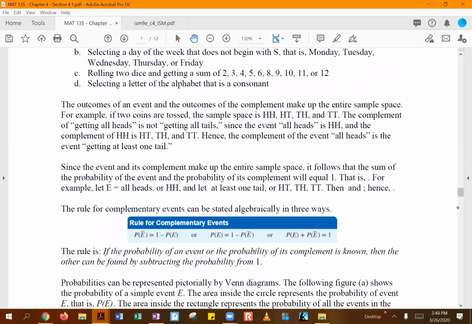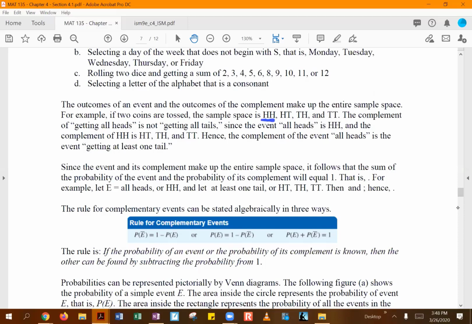So just as an example, if 2 coins are tossed, then the sample space is, of course, heads-heads, heads-tails, tails-heads, and tails-tails, right? They're saying the complement of getting all heads is not getting all heads, and this is something you have to think about. We are saying that the event is getting all heads. Getting all heads is going to be the 2 heads here. So the complement is actually going to be everything where you're not getting all heads.